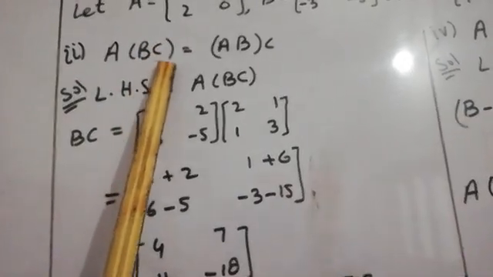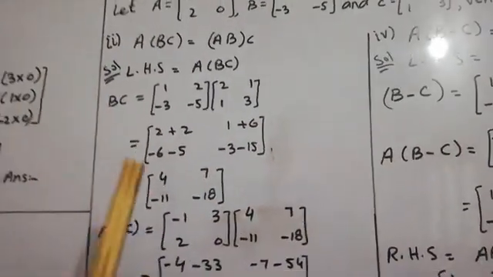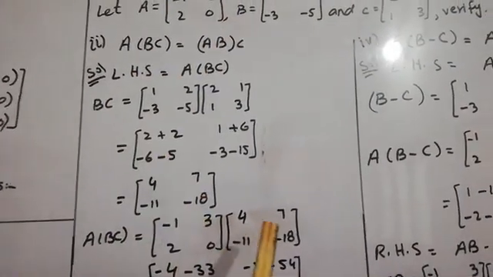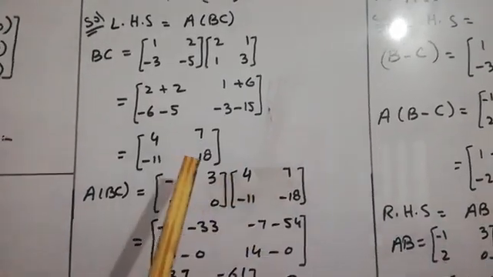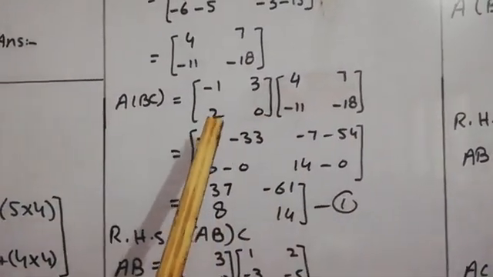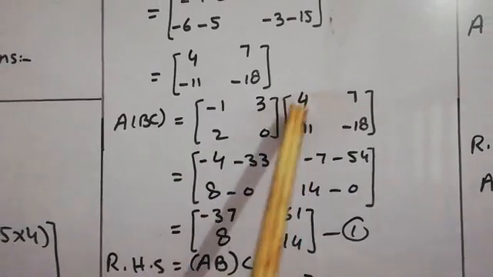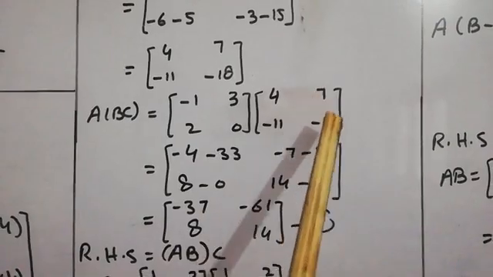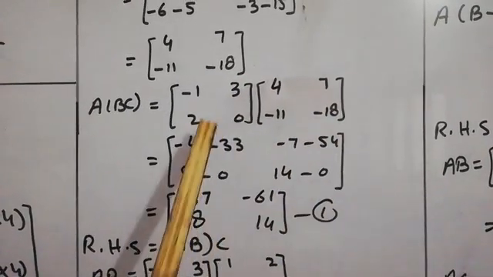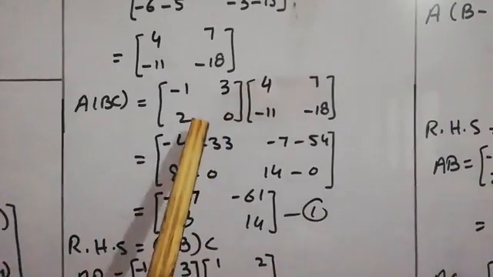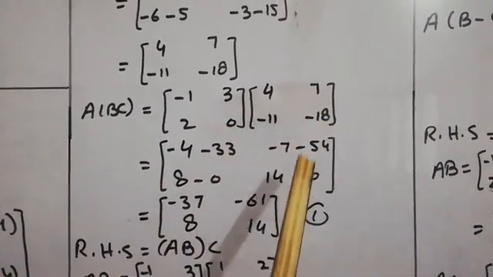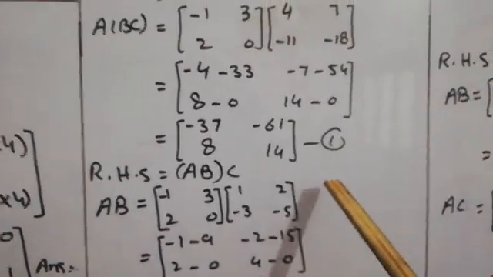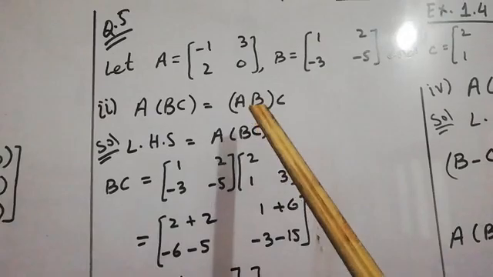Now we will multiply this answer with matrix A. Write matrix A first, minus 1, 3, 2, 0, and then write the answer of BC. Okay, now we will multiply again using that rule. Minus 1 fours are minus 4, 3 elevens are 33, minus 1 sevens are minus 7, 3 eighteens are 54, 2 fours are 8, 0 elevens are 0, 2 sevens are 14, 0 eighteens are 0. Now, my dear students, we will add these entries and we will get the first answer. Now move to the right hand side, which is AB into C.